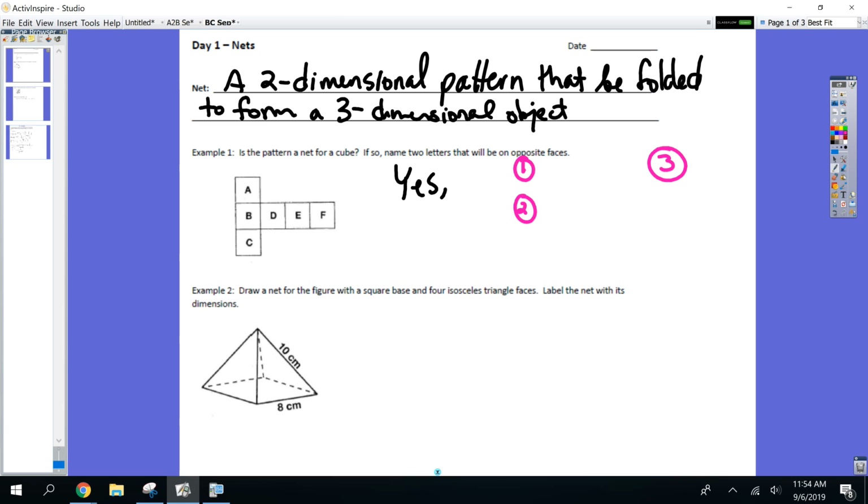K, and then right and left is D and F. Right, see with K, yeah, E on the top.